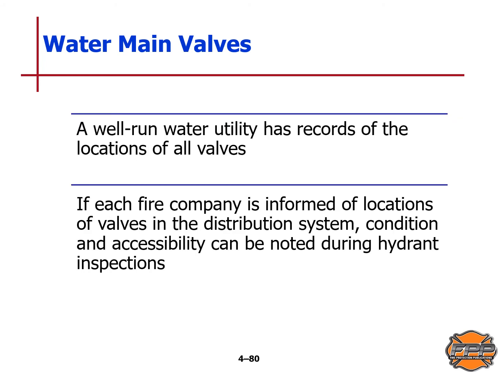A well-run water utility has records of the locations of all valves. If each fire company is informed of the locations of valves in the distribution system, condition and accessibility can be noted during hydrant inspections.